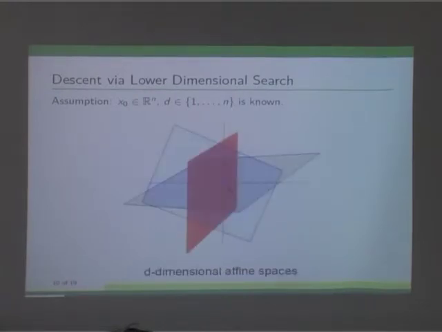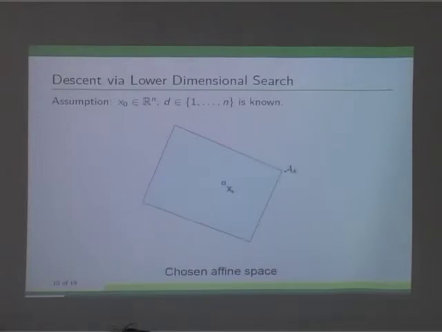The idea is consider all d-dimensional affine spaces that pass through xk. The key thing is passing through xk. Now you pick one of these affine spaces. How to pick, we will need to discuss, but let's say you pick one of them using some strategy. The next iterate xk plus 1 is the minimum of f of x restricted to ak.